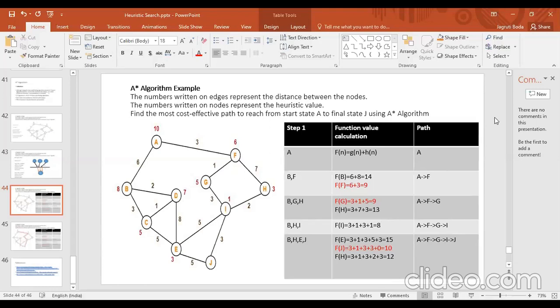Clear? Any doubts? Ma'am, how do we calculate the estimated heuristic values for each node? How to calculate the heuristic value for each node? In the A star algorithm, you are given the heuristic values here, 6, 3, 5, 3, 5, 8, for all the nodes.